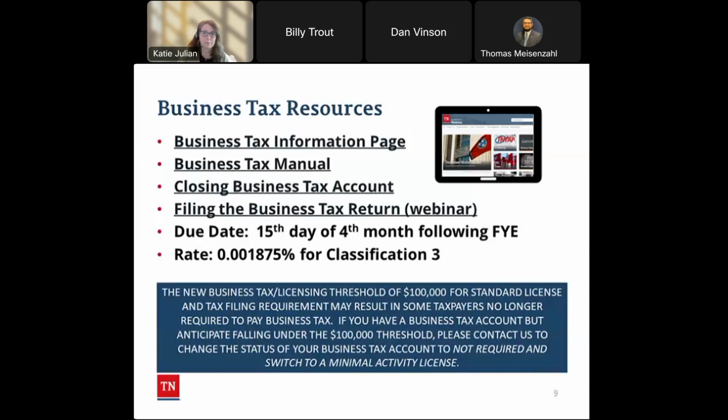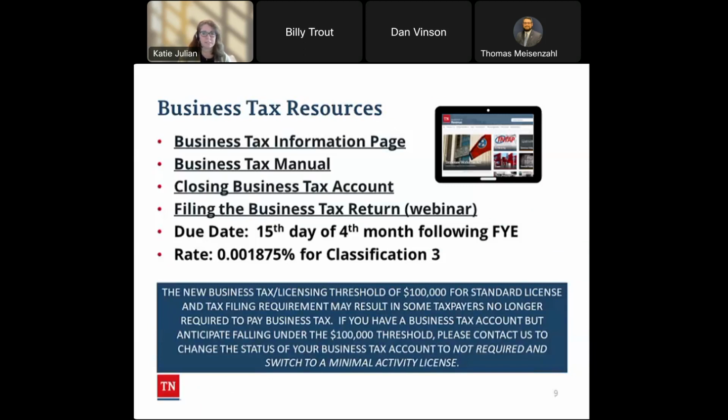All right, these were the business tax resources that we have available. If you've got the PDF open, these are direct links. Each one of these bullets here is a page about business tax information, the business tax manual, a great manual there, how to close a business tax account. We have a webinar specifically dedicated to filing a business tax return. Just some basic information here.